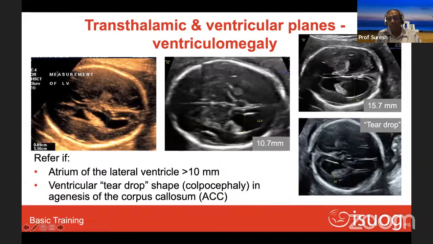And so here, the shape of the ventricle. In this picture, you can see not only a dilated occipital horn, but also a dilated frontal horn. Whereas here, you can see a dilated occipital horn, but the frontal horn appears quite pinched. So this is a teardrop-shaped ventricle, which is typical in agenesis of the corpus callosum.